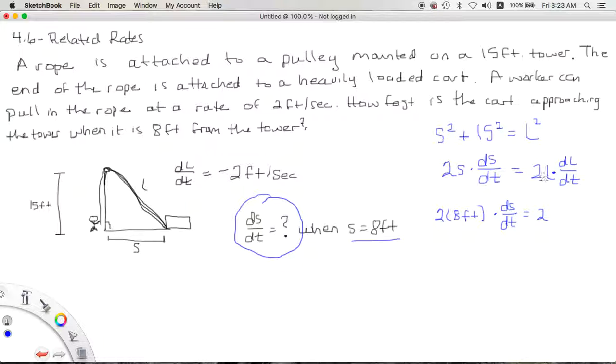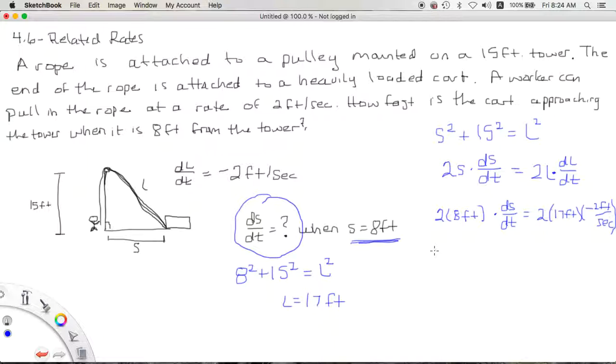And then 2 times, now this L here, we don't actually have that written down anywhere, but do we know what it is at this particular moment? Of course we do. We know what S is. We know this side is 15. So if we have 8 squared plus 15 squared, at this particular moment, we'll know what L is. And if you solve this out, you get L is 17 feet. So we have 2 times 17 feet. And then here we know what dL/dt is, times negative 2 feet per second.